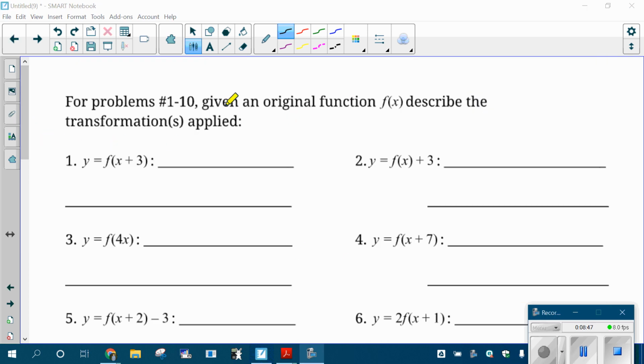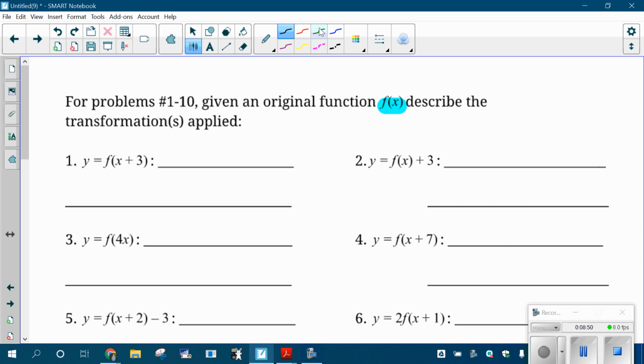Okay, all it wants you to do is, given an original function f of x, describe the transformations applied. I'll do a couple of these with you because I do want you to use the correct vocab. That's very important. And then I'll let you do the rest. Okay, so here's my thought process. It's addition, so it's a translation, it's a shift. It's addition on the inside, so it's a horizontal translation. Okay, now I just have to decide, is it right 3 or left 3? Well, it's horizontal, so it works backwards. So a +3 is actually a translation left 3.